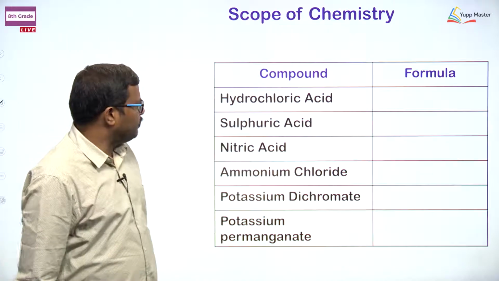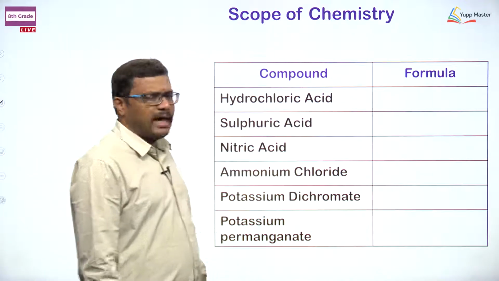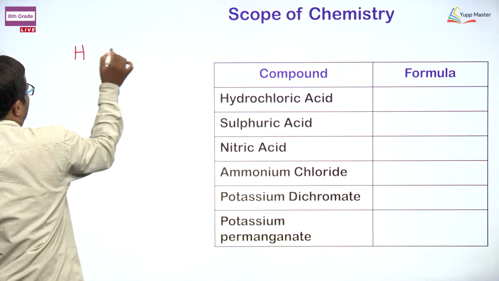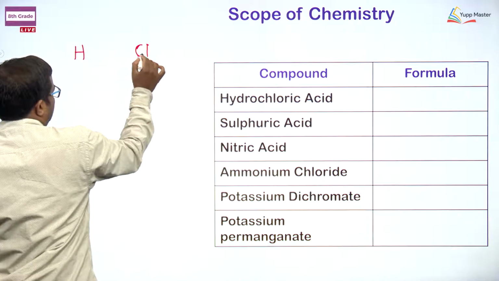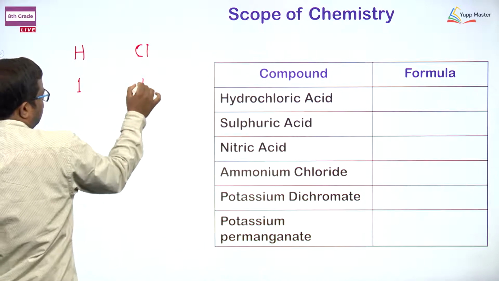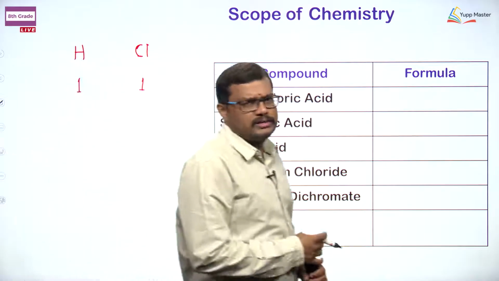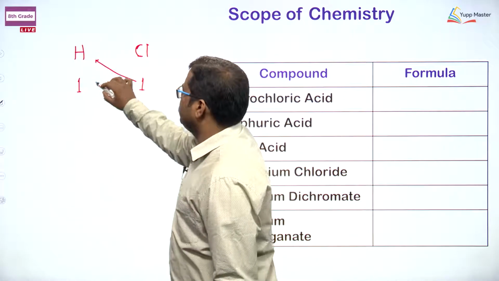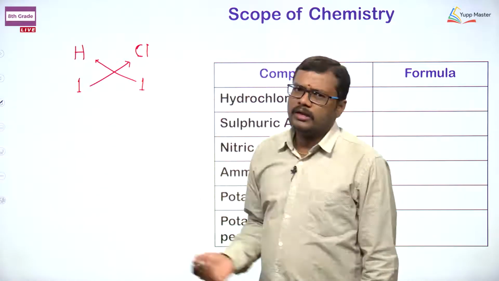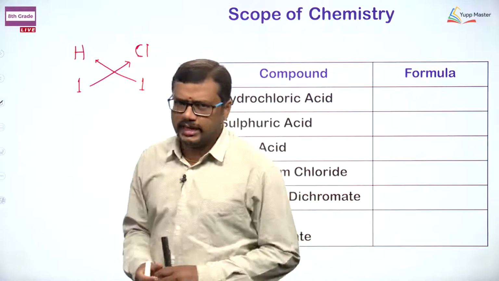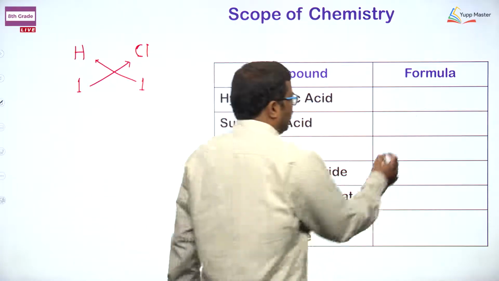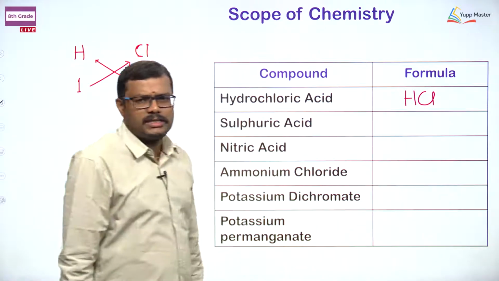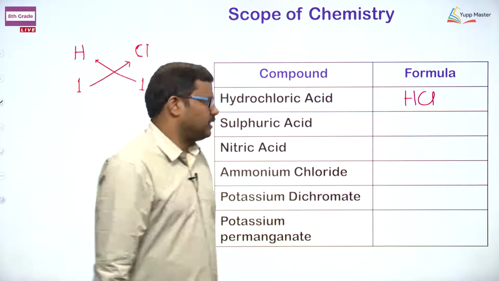Let us see some more examples. Hydrochloric acid. We know hydrogen and chlorine, and the valency of hydrogen is 1, chlorine is also 1. So just exchange the valency of chlorine to hydrogen, valency of hydrogen to chlorine. So H is taken one time, Cl is taken one time. I am not writing the 1 in the formula, so I am directly writing HCl, hydrochloric acid.